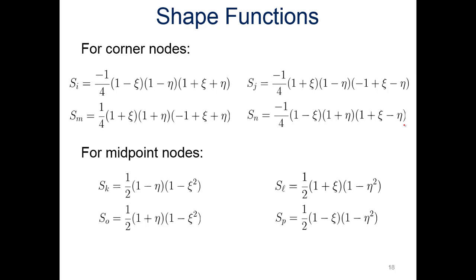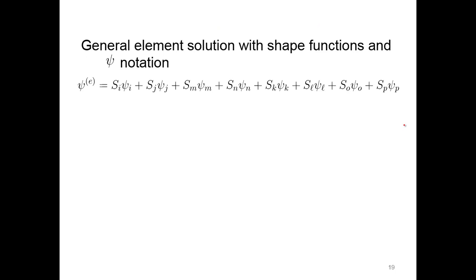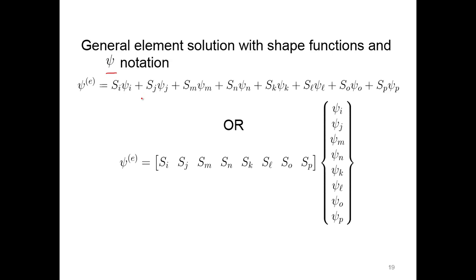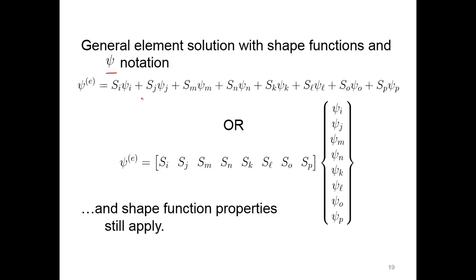All right. So again, we use them all the same way as before. If we go to general notation, we use our psi again. We substitute in our shape functions with our psi values at each of the nodes. Again, we have it in matrix form. And the shape function properties all still apply here.